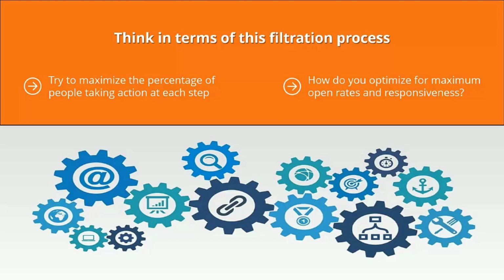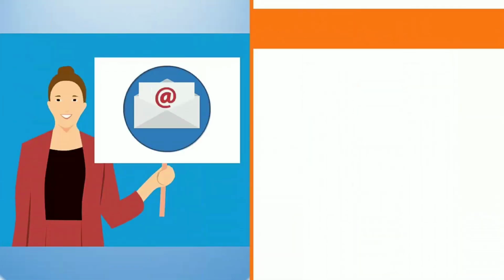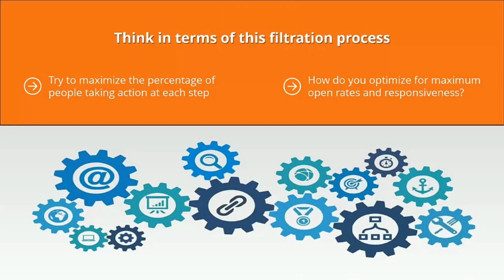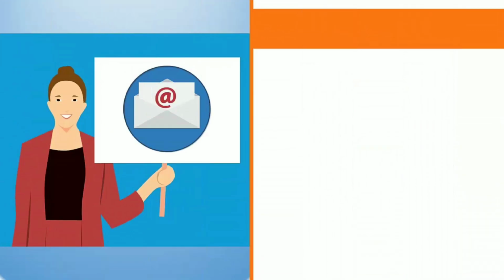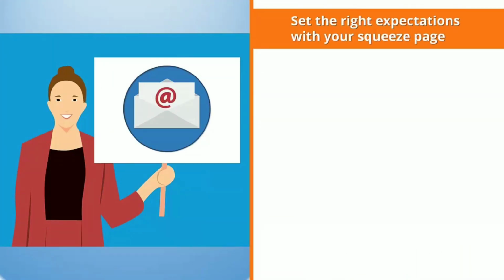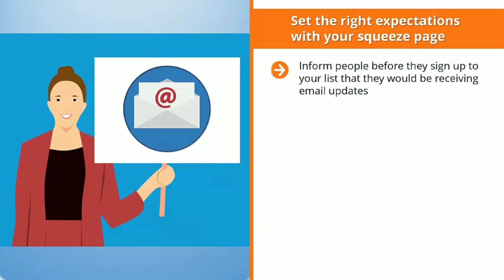How do you optimize for maximum open rates and responsiveness? It is actually quite simple. First, you need to be clear about your target niche for your list. Put simply, your updates have to be all about your niche. They have to be targeted to the set of problems people in your niche have. Set the right expectations with your squeeze page.